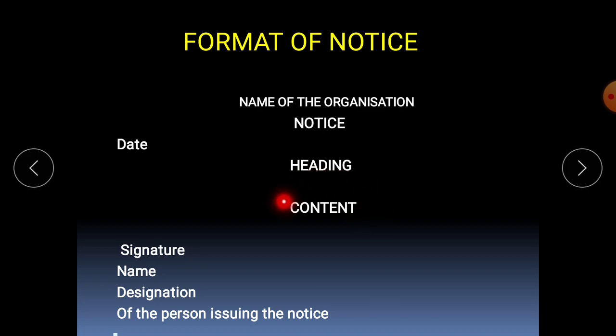What should be there in the content? In the content we have to remember three things mainly: what, where, when. These answers should be there in the content. And at last, signature, then name, and lastly the designation of the person issuing the notice. Okay, it's the format of a notice. We should remember this. Now let's take an example, beta.